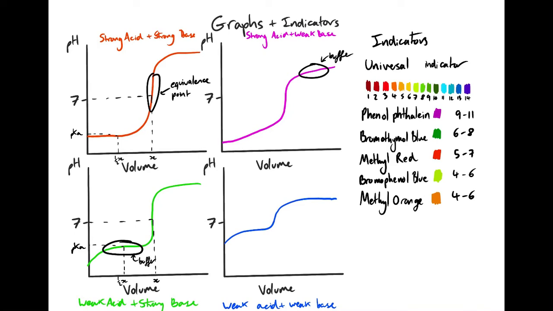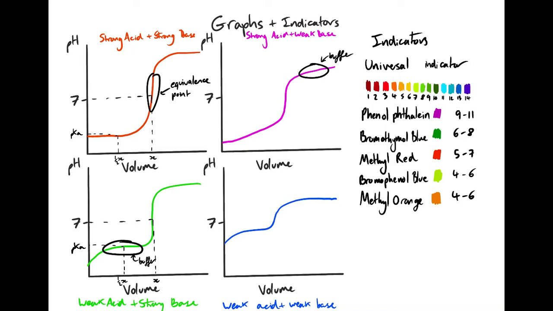Bromophenol blue. This is actually a sort of yellowish green. It goes from yellow to blue, which makes it a sort of yellowy green colour. It works between 4 and 6, which is the same range as our next one, final one. Methyl orange, which has a range of 4 to 6 and is orange again. So be careful with the colours of these because the blue ones specifically are a bit misleading.